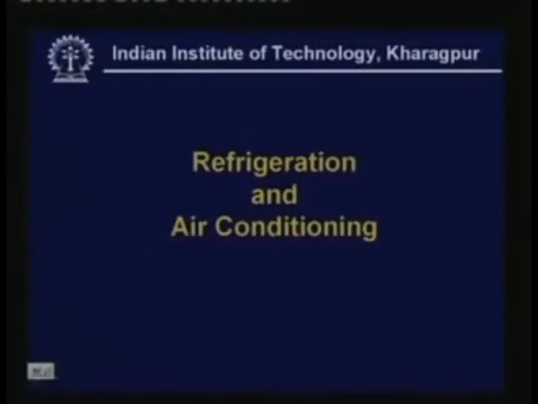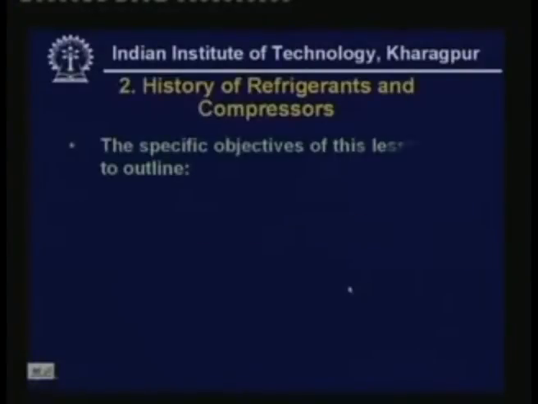Welcome to the second lesson on refrigeration and air conditioning. In the first lesson, we have presented the brief historical aspects of various refrigeration systems. In the present lesson, I will present some historical aspects of refrigerant and compressor development.